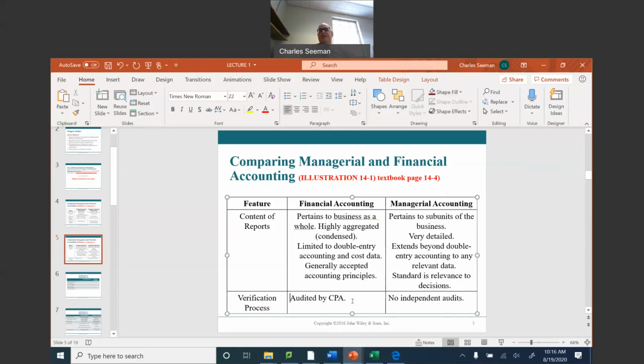The verification process. In financial accounting, there is an independent auditor who comes in and audits my books. There is no independent auditor of managerial accounting. You can tell whether or not you're doing a good job by the quality of the decisions that the managers you're providing information to are making.